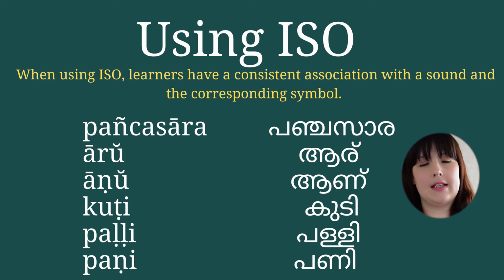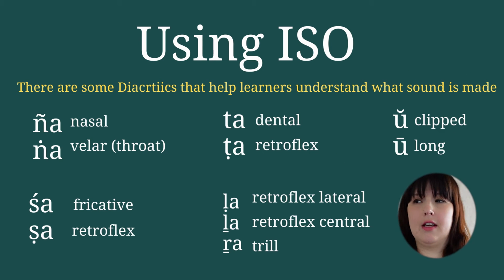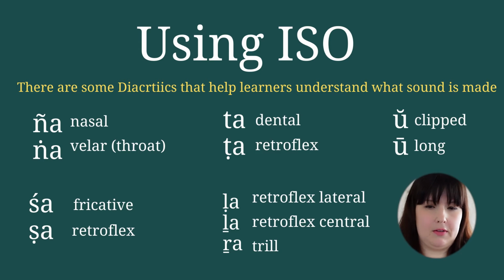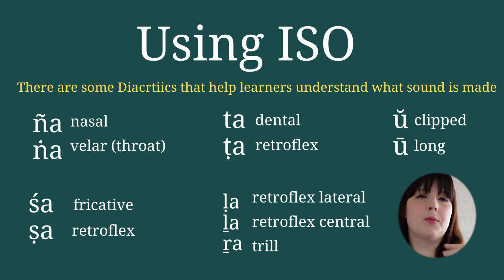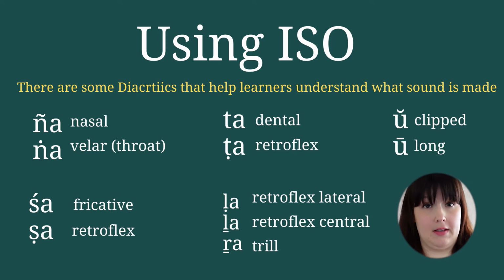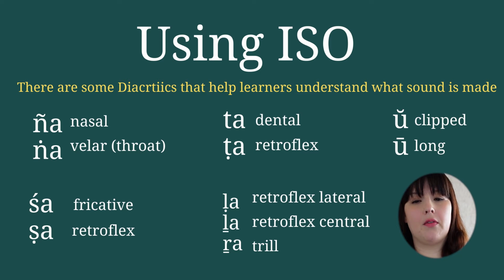Now, when using ISO, it is a valid reaction to feel like, oh, there's a lot of symbols here, this is a bit confusing. Absolutely. But what these symbols mean, these diacritics, is they're telling us where the sound is made or how the sound is made. So I've put a few of the common ones here on this slide for reference.